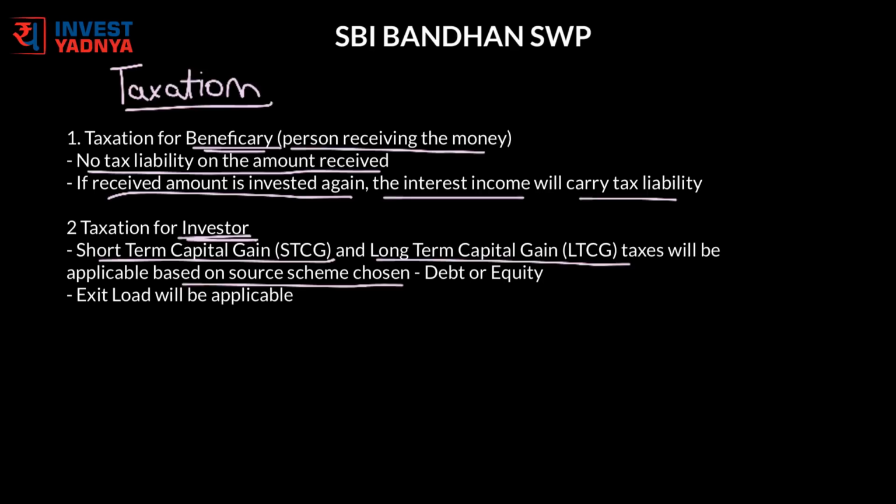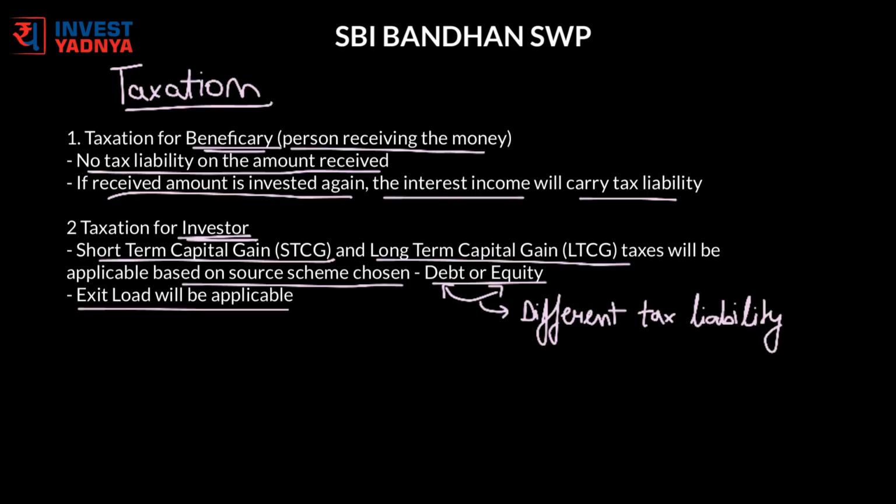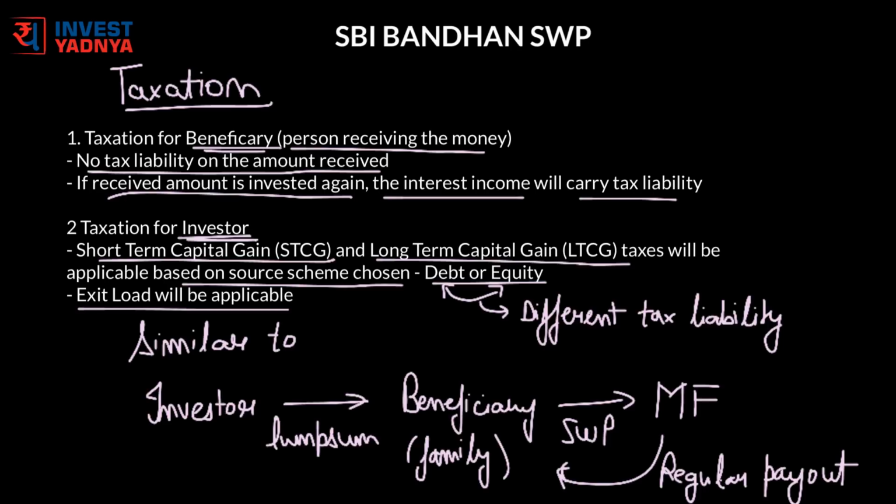So if the investor has invested in an equity oriented scheme of SBI mutual fund, then STCG and LTCG tax will be different from if the investor has chosen a debt oriented scheme. There could also be exit loads which will be borne by the investor in this case. So basically it is a similar thing as giving a lump sum to your family member and then he or she invests in a mutual fund and does an SWP in their own name.